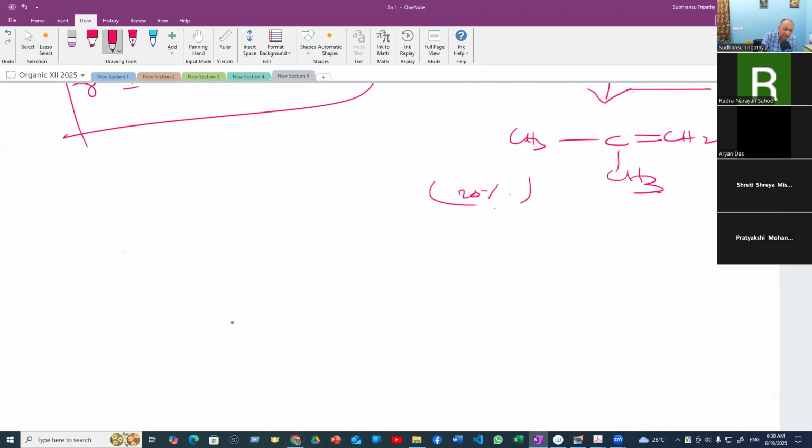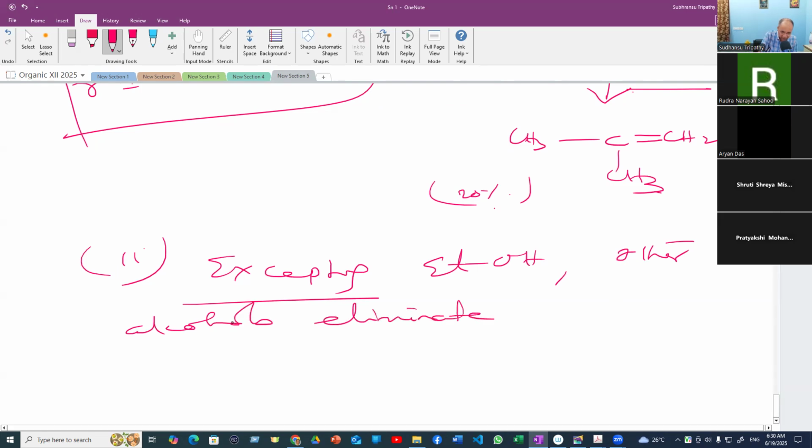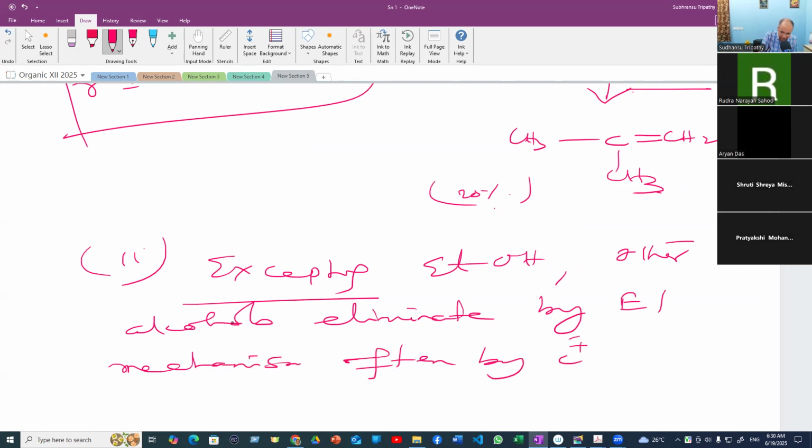And the second interesting factor, excepting ethanol, other alcohols eliminate by E1 mechanism. Often by carbocation rearrangement.